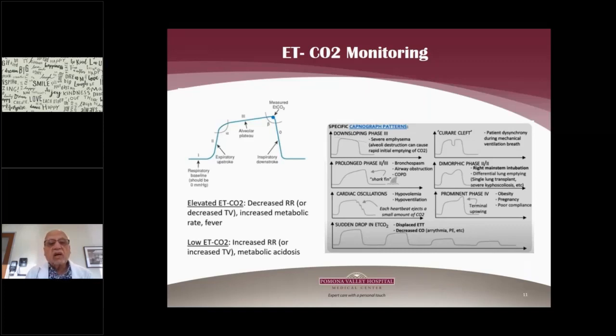Some of the graphics are described here showing what other patterns could be seen in the ICU when you're monitoring, and the graphic changes of end-tidal CO2 monitoring, which is sometimes very helpful. It could also be noticed in scenarios where the endotracheal tube gets blocked and there is not adequate ventilation going on, and that will be evident in a drop in end-tidal CO2.